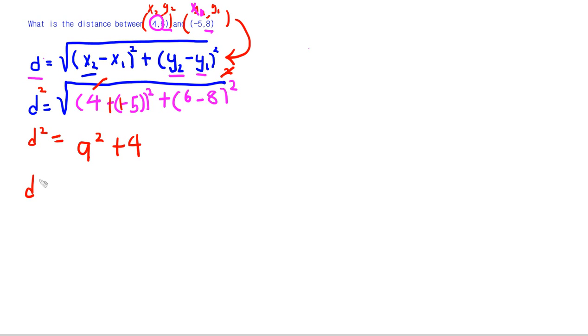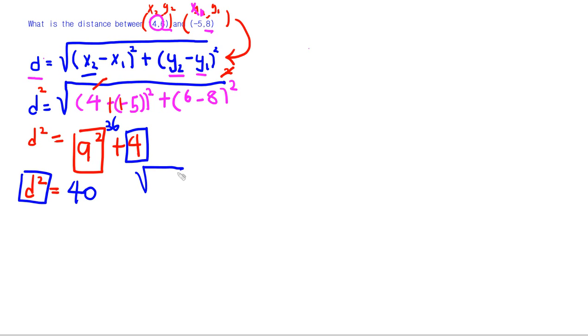And we get distance squared equal to 9 squared, which turns into 81, plus 4, we will get 85. We are not done yet. It's d squared, distance squared, so we need to find the distance by taking the square root of both sides. So we will get distance equal to the square root of 85.